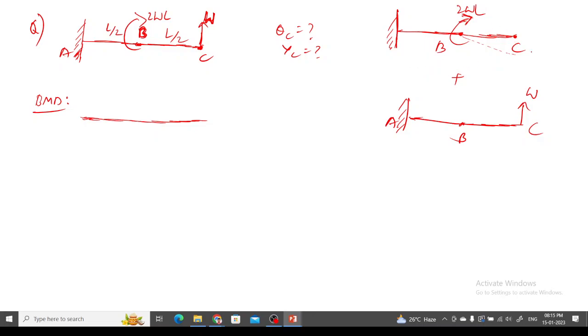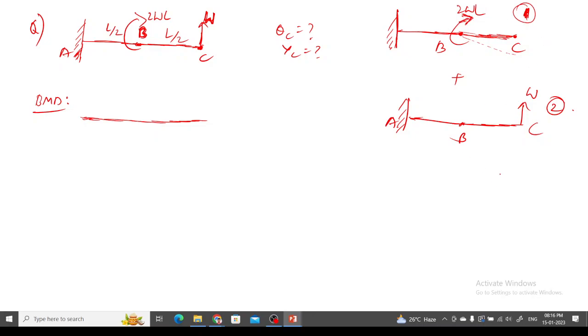How can you find theta c from this? Theta c or yc for this first case alone. Let's say this is the first case and this is the second case. For the second case, you can easily find out what is yc or theta c. Let's come to the first case, okay? And here you are having a concentrated moment.